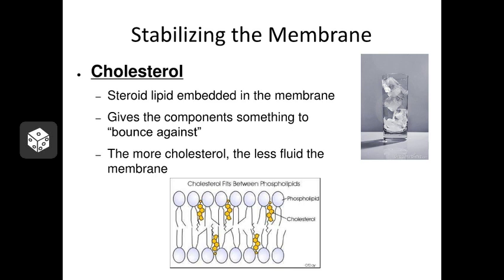So the cholesterol acts kind of like ice in a glass. If you're trying to carry a glass of liquid and it has ice cubes in it, the presence of those ice cubes kind of stabilizes the liquid. It breaks up those waves a little bit, so it's much less likely to slosh. So in the same way, having these cholesterol molecules embedded in amongst the phospholipids gives the phospholipids something to bounce against. So it kind of breaks up the fluidity of this thing and helps stabilize it. It makes it a little bit stiffer.